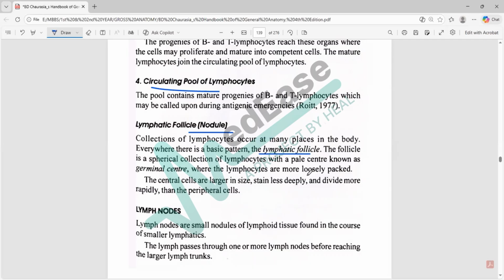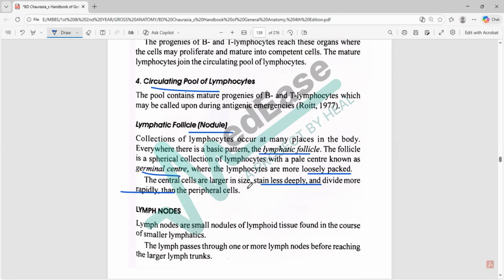Now, we need to remember two things here. The follicle will be containing a specific center, which we call the germinal center, where the lymphocytes are more loosely packed and they will be much more activated, as they will be staining less deeply and will be dividing more rapidly. Why will they stain less deeply? This is mainly because their chromatin will be highly expressed, which, as everyone has studied in histology class, means it will mainly contain euchromatin, which takes the stain very light, and therefore they appear very light.